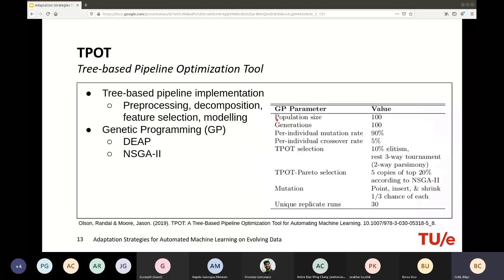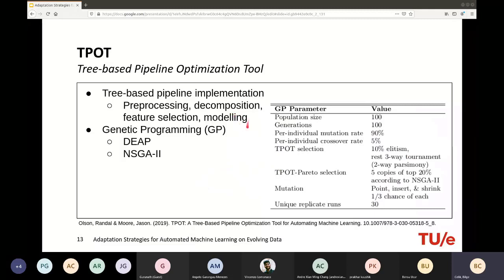And what GP does is generation and optimization of these tree-based pipelines. So it's used to evolve the pipeline operators, as well as the sequences of the pipeline operators, as well as their hyperparameters. It has multiple objectives: maximizing the classification accuracy and minimizing the pipeline's overall complexity, which is the number of pipeline operators in this case.